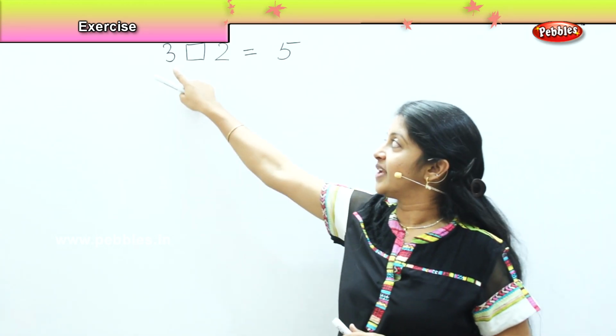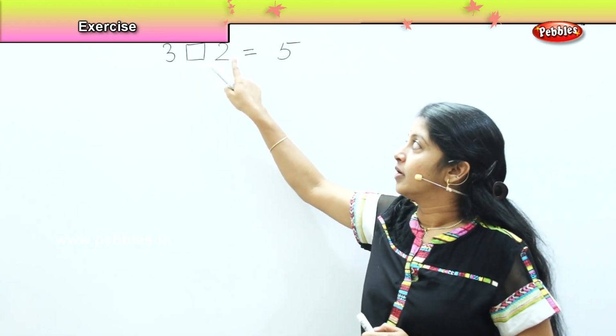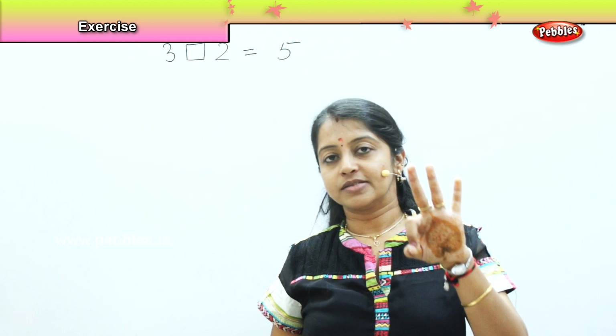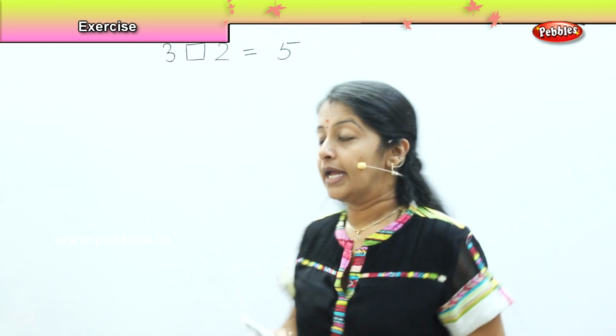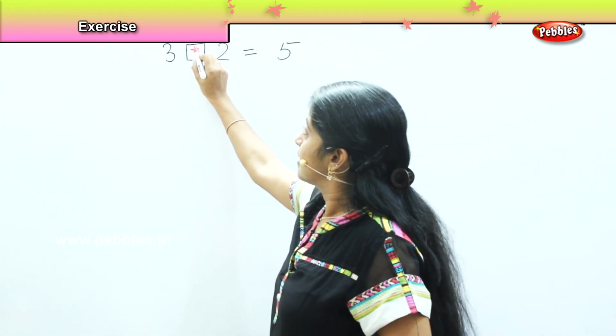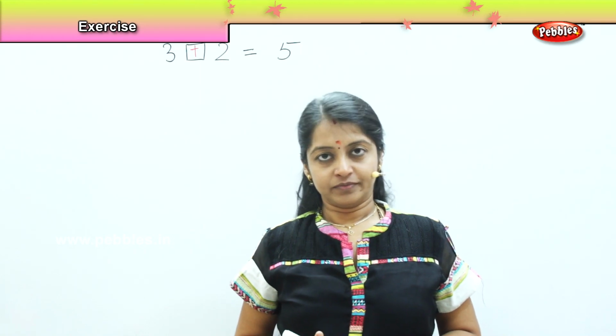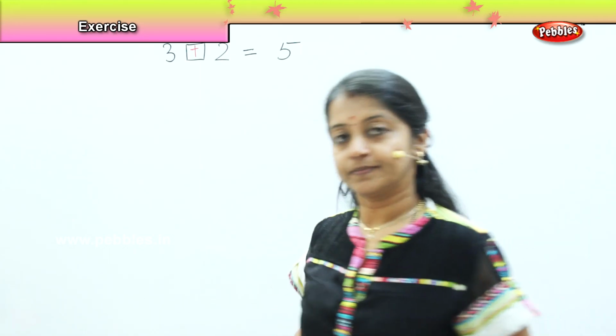Now, in this question, 3 and 2, if added or subtracted, will give us 5. Shall we just try? I have 3 fingers in one hand. I have 2 in another hand. So, what will happen? 1, 2, 3, 4, 5. Which means that if I add this, it will give me the answer 5. Shall we try with the next sum?